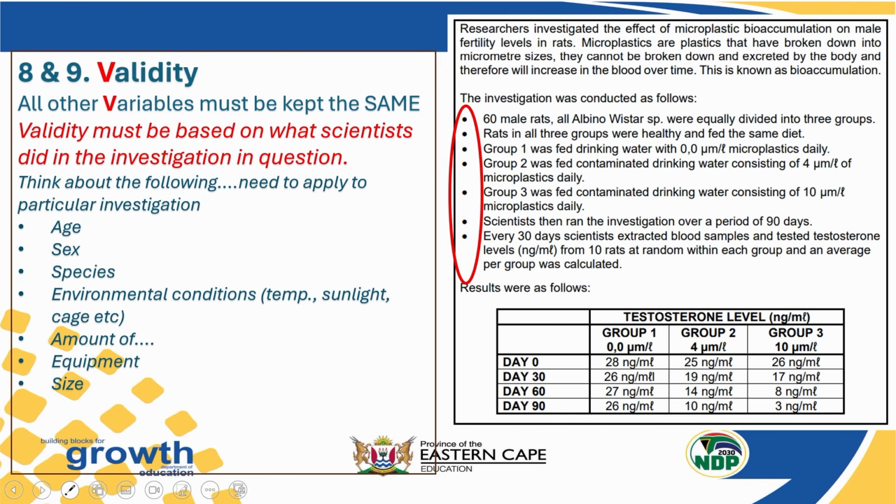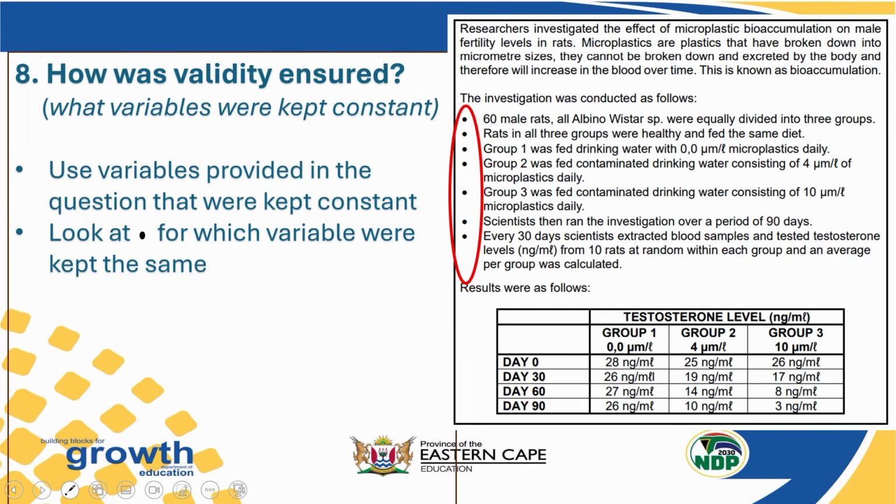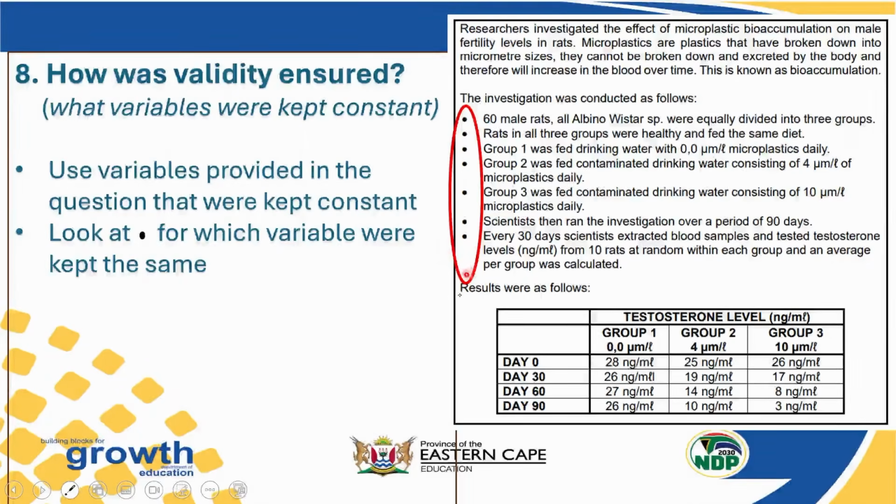Firstly, we're going to look at our investigation, and we are going to look at what variables were controlled. In other words, how was validity ensured in this investigation? How did we ensure validity? If I want to explain that, I will say what variables were kept constant. So have a look at your dots, and let's look at what they kept constant.